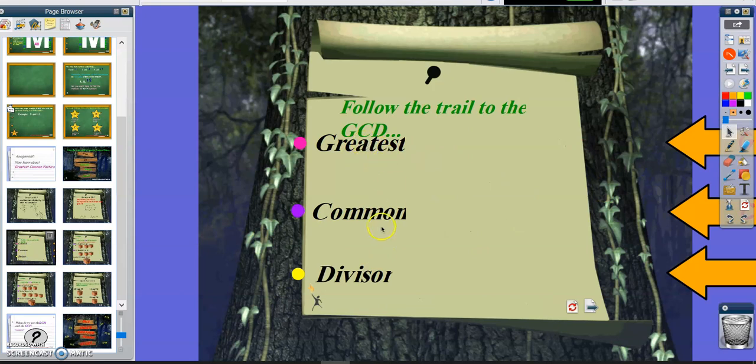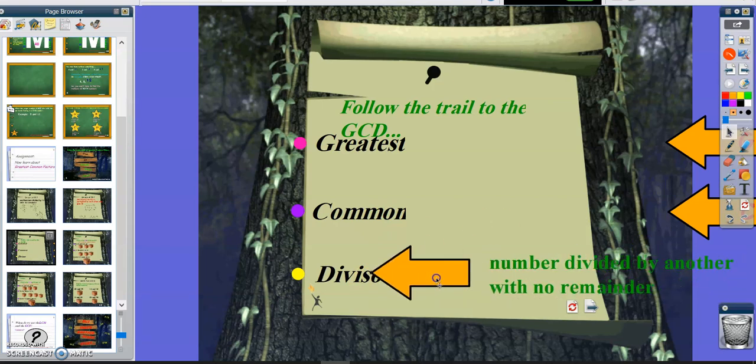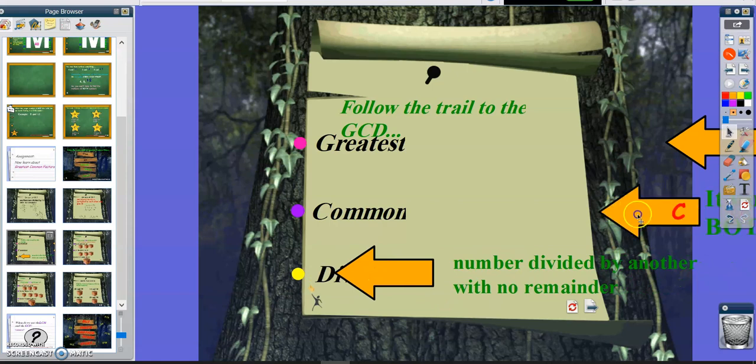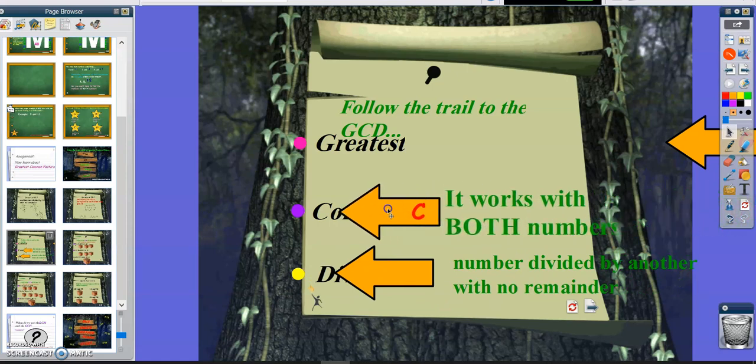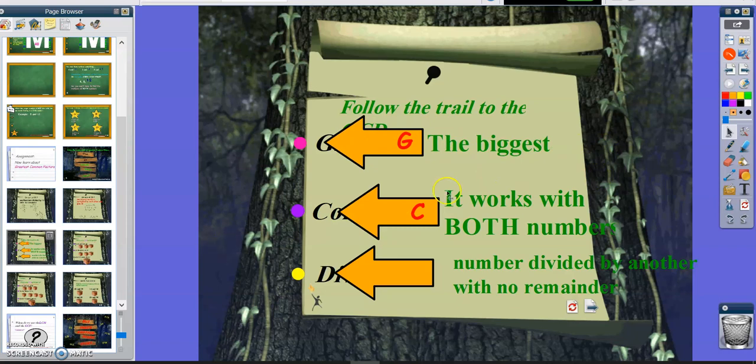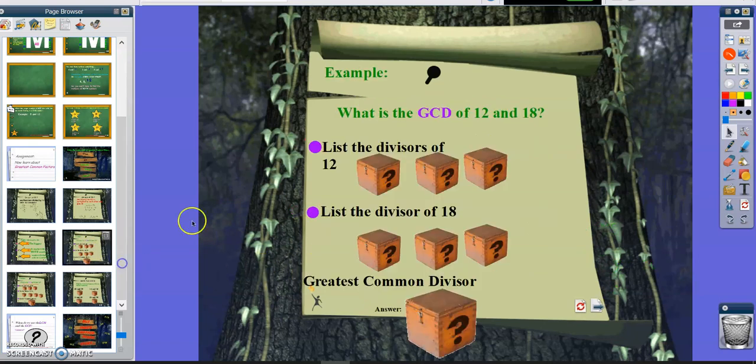So greatest common divisor. Now we know what we mean by divisor. Divisor means a number divided by another with no remainder. Common means it works for both numbers. And greatest, you know what we mean by greatest? It means biggest. So let's take some examples and try to find the greatest common divisor of them.